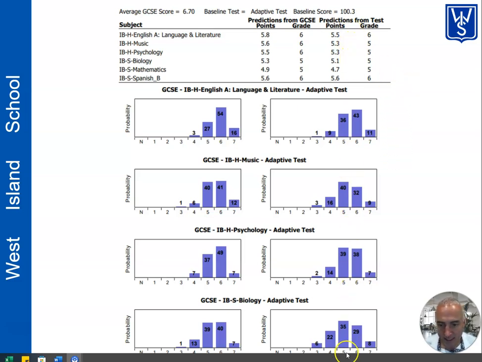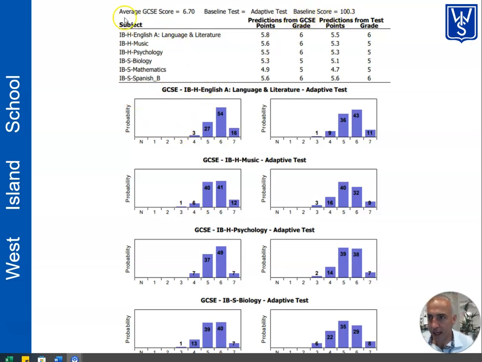So we're looking down this right hand side, and we can see in higher level language and literature, of students with a 100 ability score, 43% of them went on to score a level 6. It doesn't mean they can't achieve a level 7, because 11% achieved a level 7, and so on. So these on the right hand side are from the ALIS test, the ability score in the ALIS test.